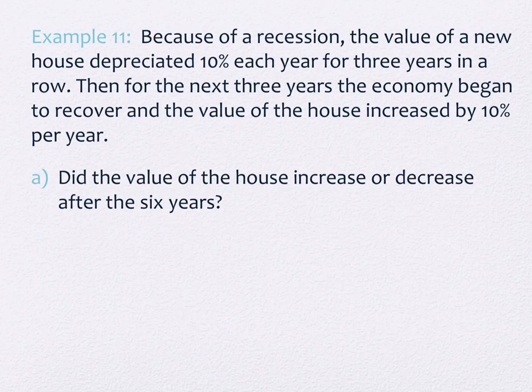Okay, let's go to another one. Example number 9 is a very interesting question that's perhaps a bit counterintuitive. So let's go through this. Because of a recession, the value of a new house depreciated 10% each year for 3 years. And then the economy begins to recover and the house increases in price 10% per year. Okay? So it sounds like it goes down 10%, 10%, 10%, goes up 10%, 10%, 10%.